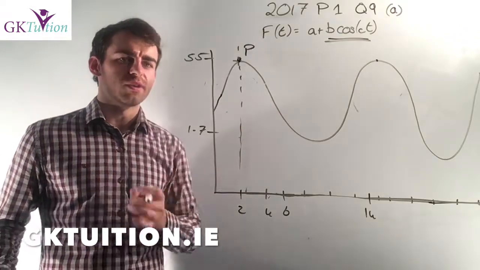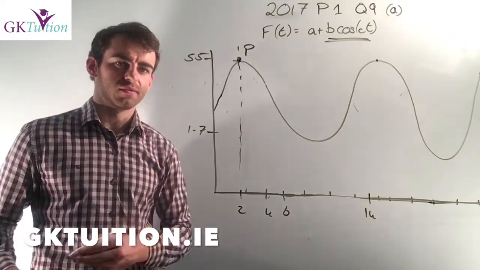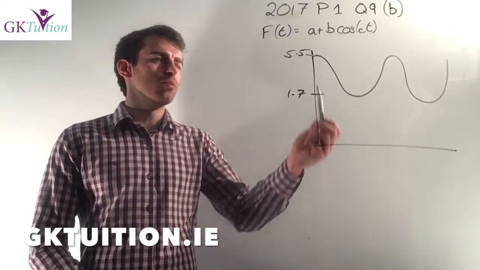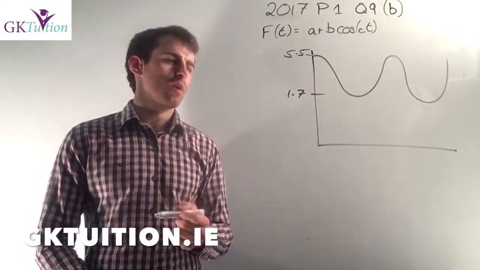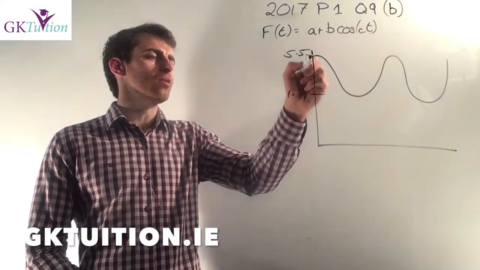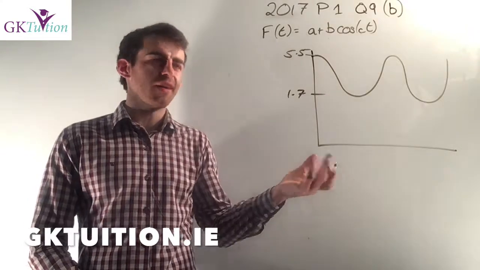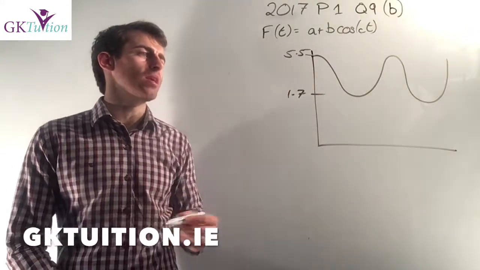Now, let's move on and talk about part B of this question. Part B, you'll notice I've just drawn a really rough sketch here. Part B, I'm looking for A and B. And in order to get A and B, I know the max is 5.5 and the minimum is 1.7, which is going to make life very easy to find my A and my B.